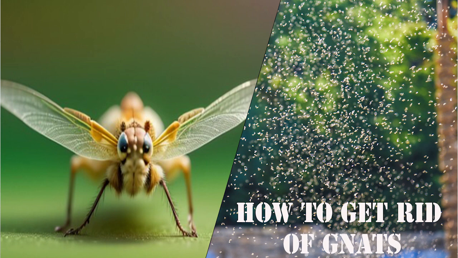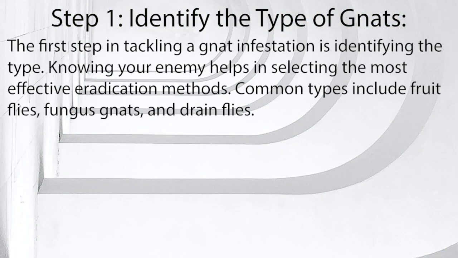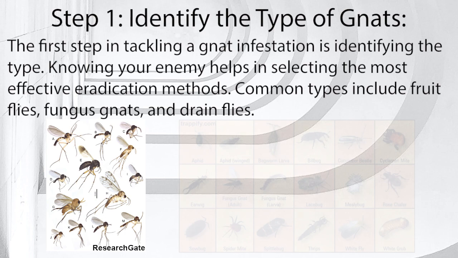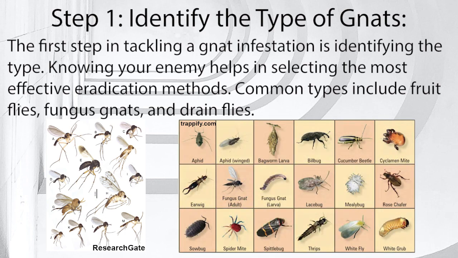How to get rid of gnats. Step 1. Identify the type of gnats. The first step in tackling a gnat infestation is identifying the type. Knowing your enemy helps in selecting the most effective eradication methods. Common types include fruit flies, fungus gnats, and drain flies.